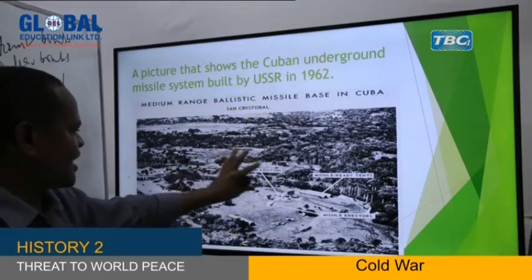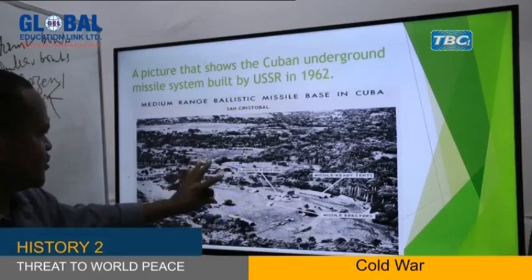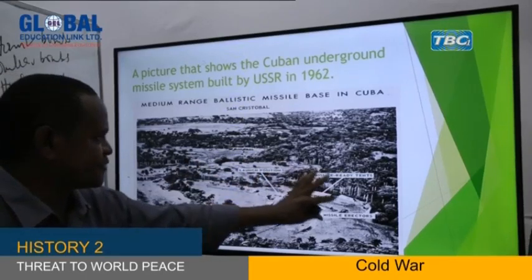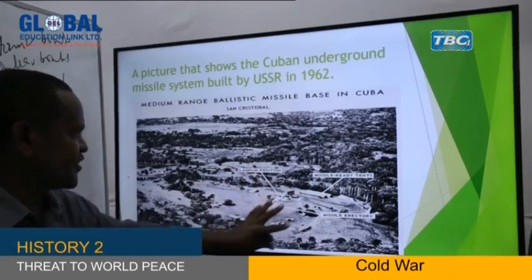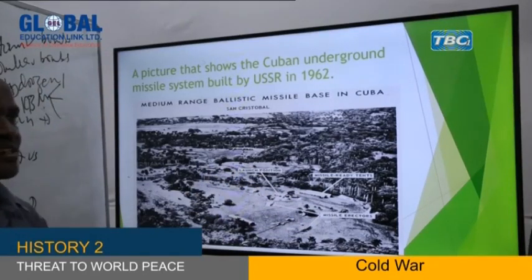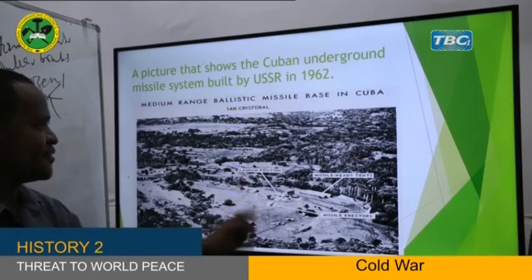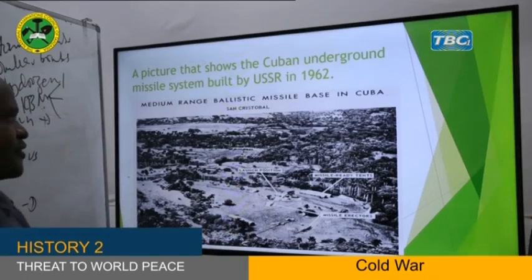This of course is going to be looked at more in the next subtopic, but this is Cuba, and the American spy plane U-2 discovered the underground missile systems which had been placed in this area. In fact, they wanted these missiles to be removed, but unfortunately the Soviet Union refused to remove those missiles, and it caused the increase of tension, and so on and so forth.